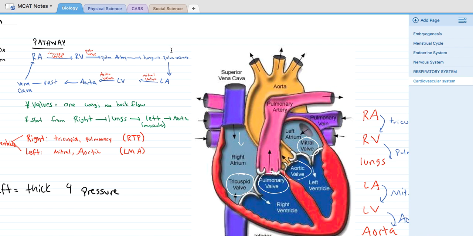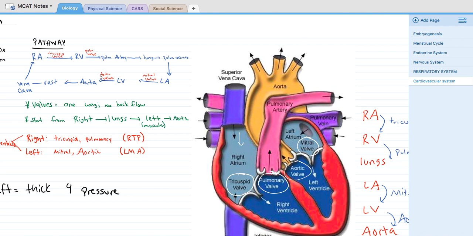And then from the lungs, it'll come back to the heart on the left side through the pulmonary vein. Because remember, veins take blood to the heart and arteries take blood away from the heart. So at the left atrium, you will then travel through the mitral valve into the left ventricle. The left ventricle also has lots of muscle in order to cause pressure so that blood can go through the aortic valve into the aorta, which is the great artery.